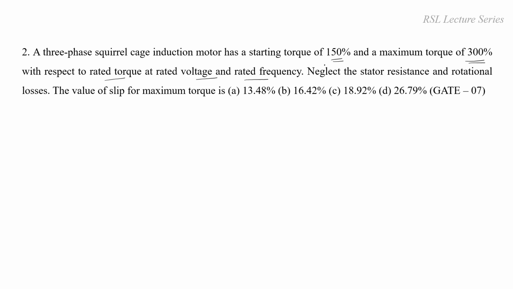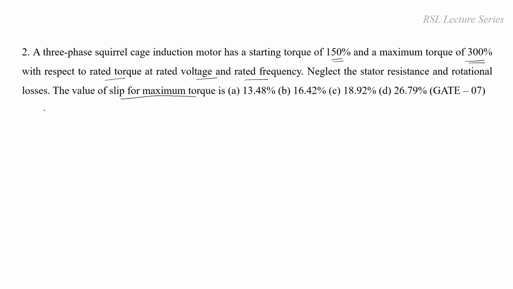Okay. Now next one, neglect the stator resistance and rotational losses. The value of slip for maximum torque. So now we have to find out the slip corresponding to maximum torque, and these are the options: 13.48%, 16.42, 18.92 and 26.79%. Okay. So first we'll write down the given data.